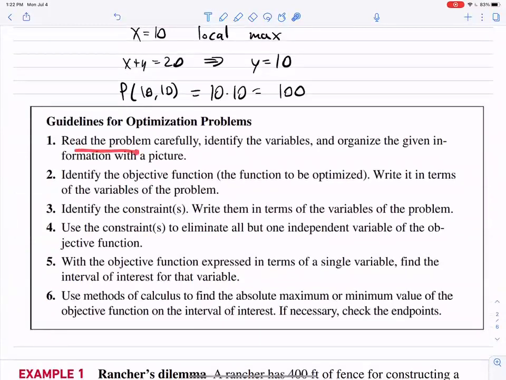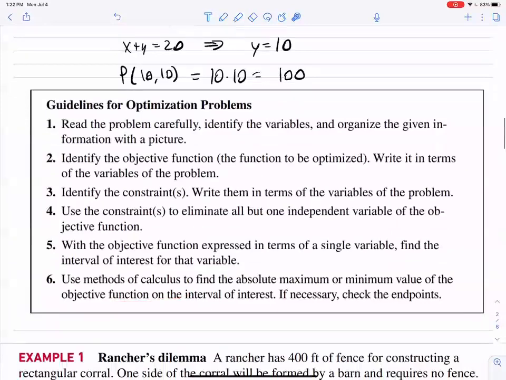You want to read the problem, draw a picture, super important, identify what the objective function is, identify what the constraint is, use the constraints to eliminate all but one of the variables. And then once you have a single variable, then you do calculus. And then once you have calculus, now you can plug calculus back in to figure out what the variables are. So let's do an example.